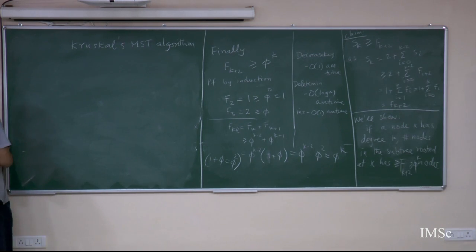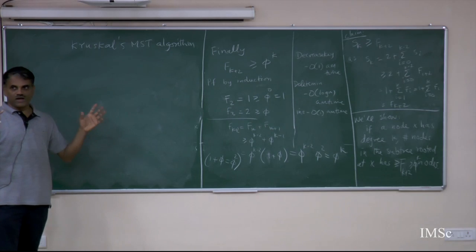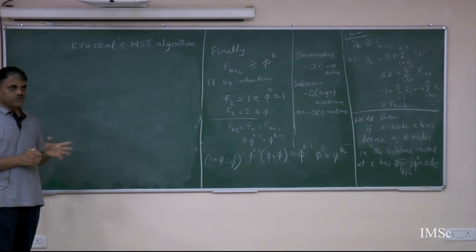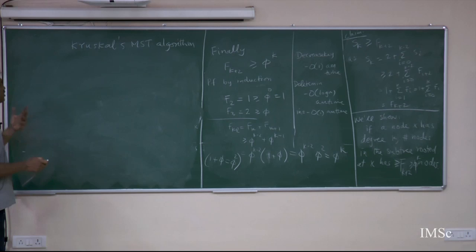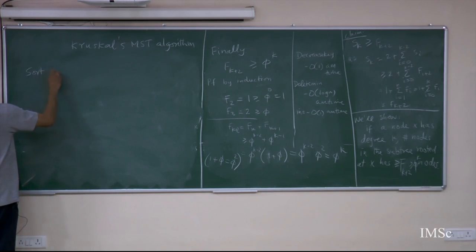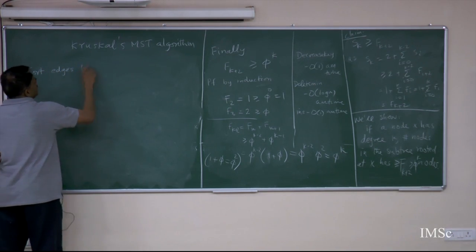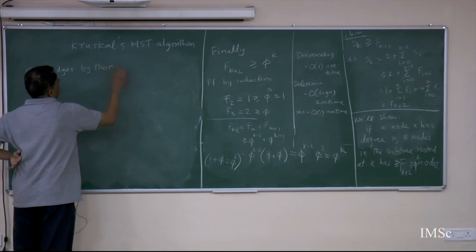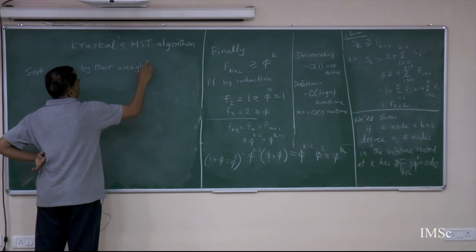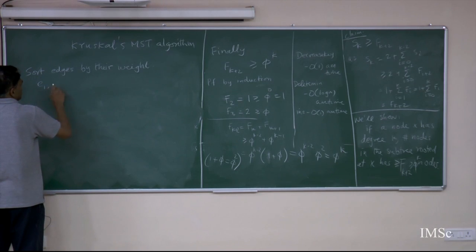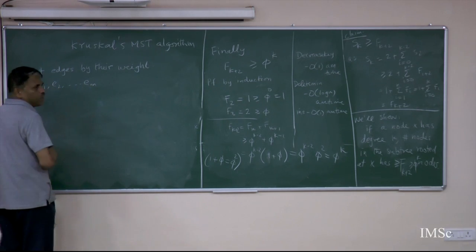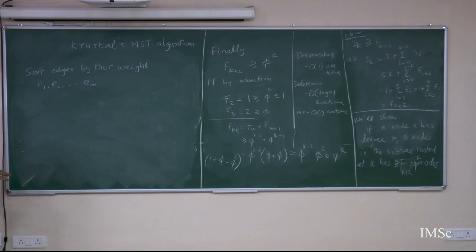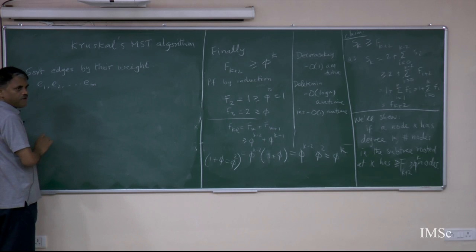We are going to consider edges in increasing order of their weights, right? The minimum spanning tree problem comes with a graph where every edge has a weight. So we will look at edges in increasing order of the weight. It's convenient to sort edges by their weight. Let's call them E1, E2, ..., EM. After sorting, E1 is less than or equal to E2, less than or equal to EM, and we're going to consider them in this order.